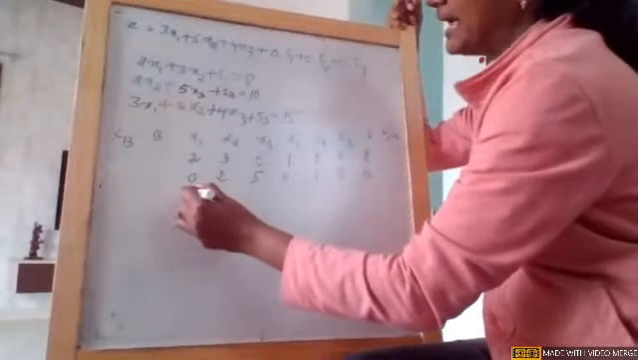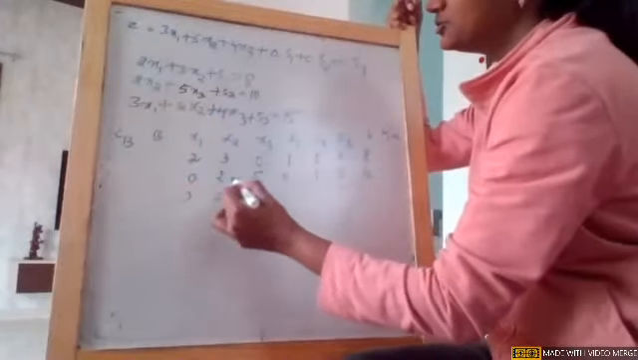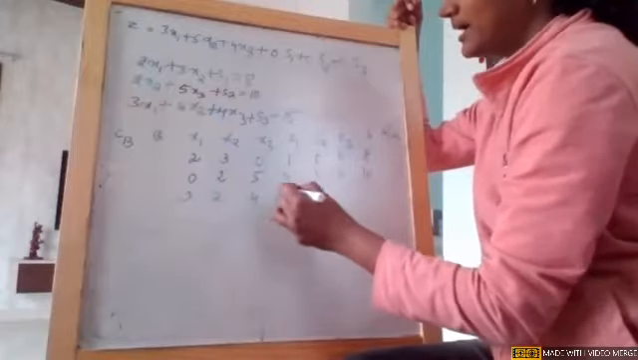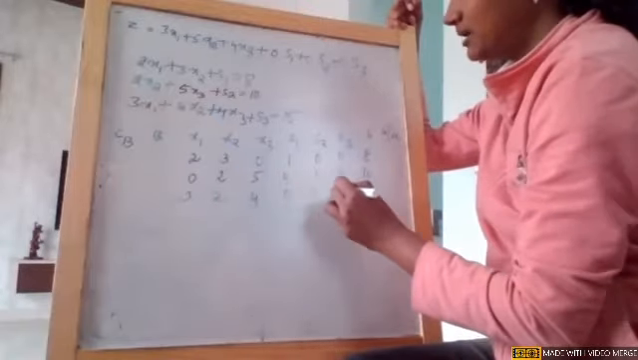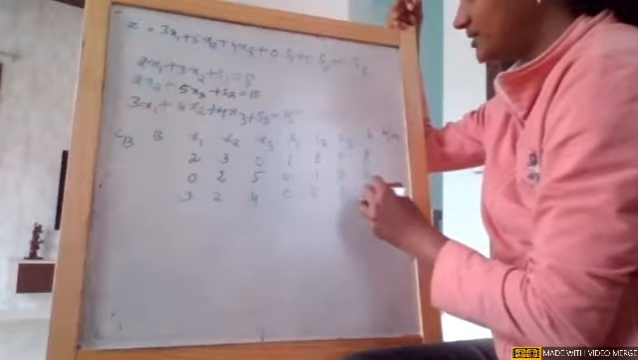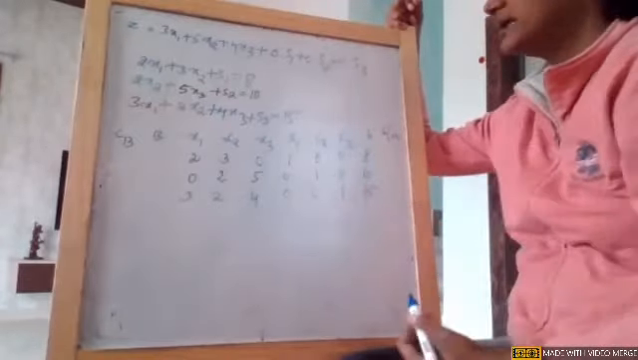Now third equation, x1 it is 3. x2 2. x3 4. s1 0. s2 0. s3 1. And the constant is 10.